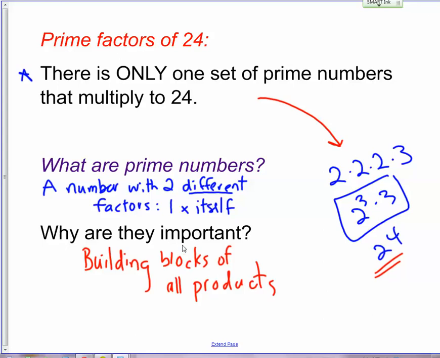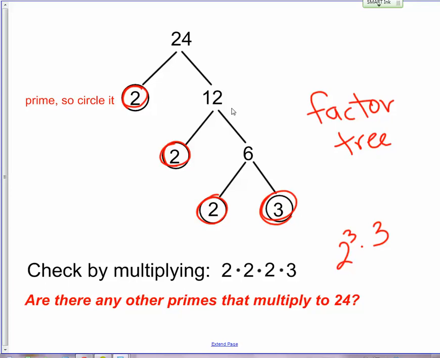And why are they important? Because they're the building blocks of all products. If you understand this whole idea that every number has only one fingerprint of primes, and all of the other factor pairs come from that fingerprint, from those prime numbers in different combinations. So we started off today just with those patterns, but really what we're building are factor trees. So if we start with the number 24, I said a good idea is to always start with the smallest prime number.